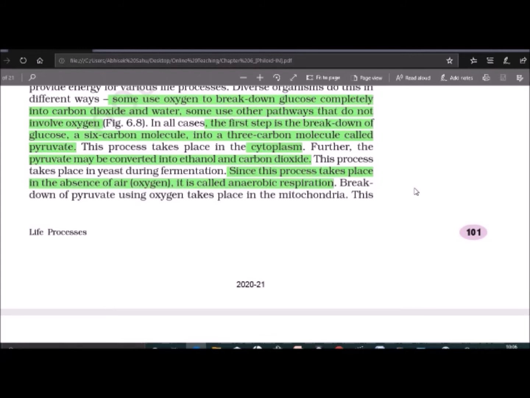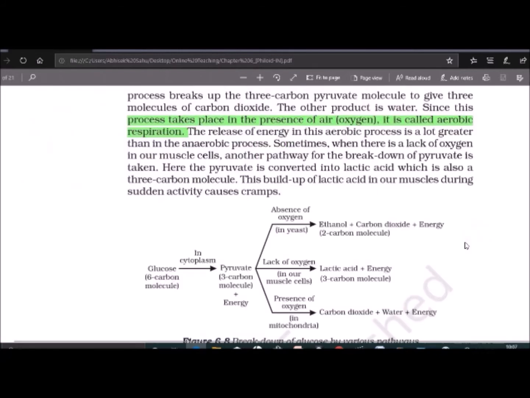The kind of respiration which takes place in the presence of oxygen is called aerobic respiration, and the process that takes place in the absence of oxygen is called anaerobic respiration. The release of energy in the aerobic process is a lot greater than in the anaerobic process.